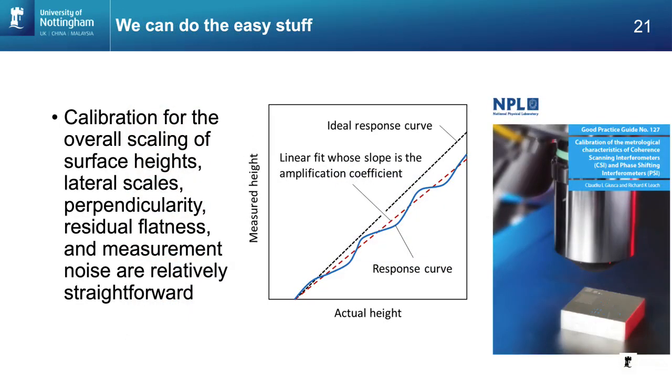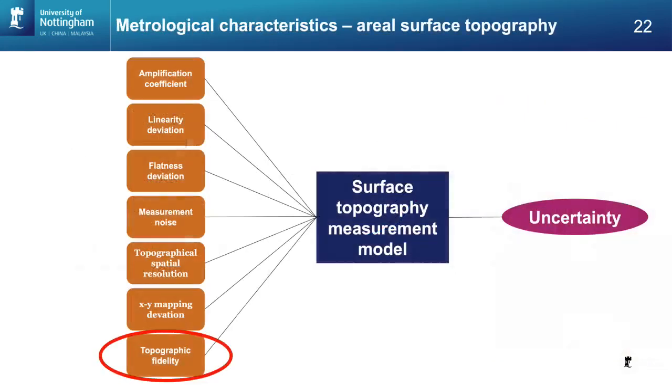So we can do the calibration of the scales, the perpendicularity, and all the relatively straightforward parameters or metrological characteristics. And those, there are good practice guides you can download for free from the MPL site on how to do that for various instruments. But this one, the topographic fidelity, is still left. So what is topographic fidelity?